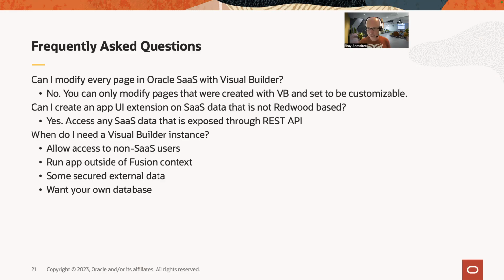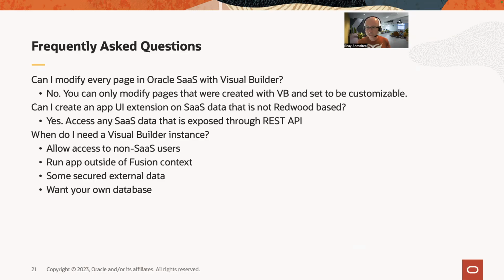And the answer is no, you can only do it for the pages that were developed with Visual Builder. As we said in 24A, that's over 900 pages in Fusion Apps that you can customize. As we progress over time, you're going to see more and more pages and modules in Fusion Apps being built with Visual Builder. Basically, every new development in Fusion Apps is done with Visual Builder, and all those pages would allow you to do customization.